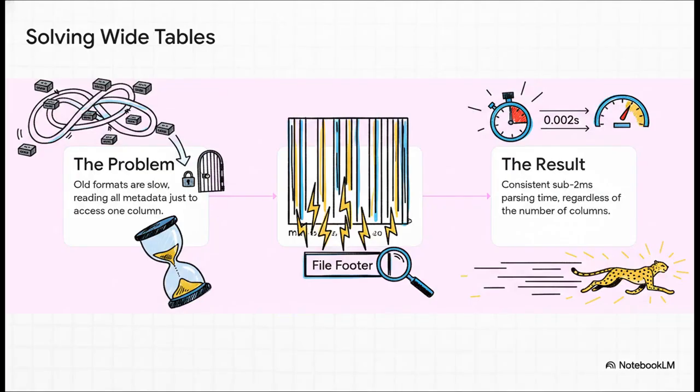Now for that wide table problem, the encyclopedia index issue. Bullion's approach is brilliant in its simplicity. It completely changes how it handles metadata. Instead of making you read the whole index, it builds a direct map in the file's footer. So if you say, I need column number 5280, Bullion can just jump directly to that column's information. And that's why you get that flat line on the graph. Lightning fast, consistent access, whether you have 10 columns or 20,000.